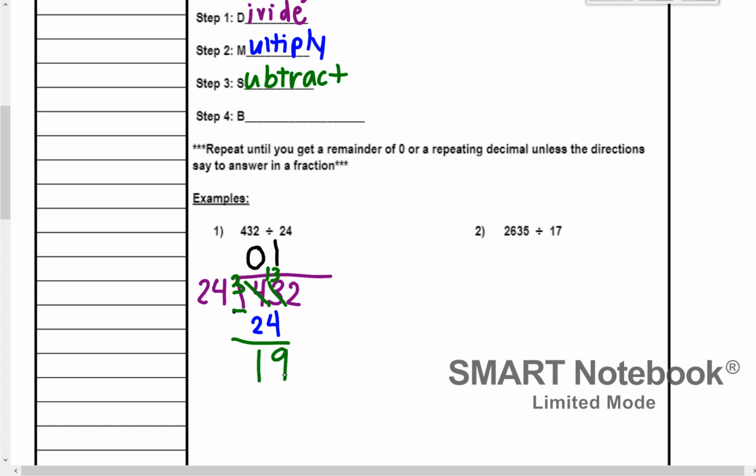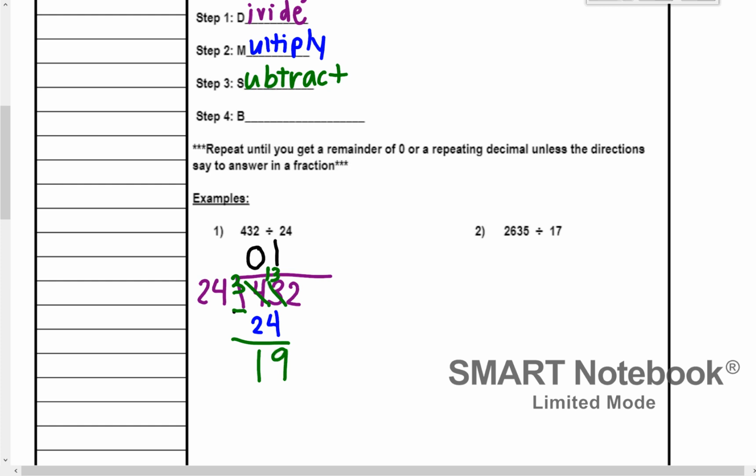This number that we end up with when we take those 24 away should be smaller than what our divisor is. Okay, if it's bigger, that means it could go in another time. So like let's say we got 29 as an answer here. That would mean that this number should not be 1, it should be 2 because 24 could go in there twice. Okay, because there's still 24 that we can take out, if that makes sense.